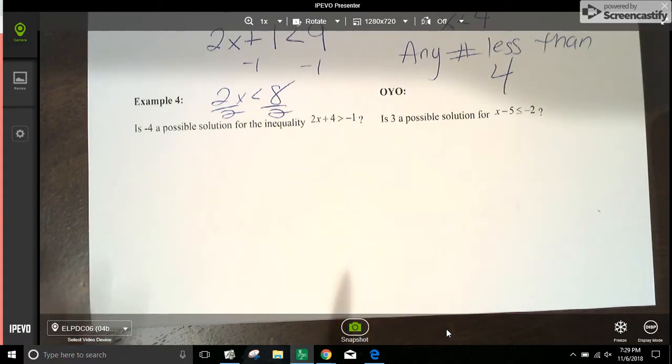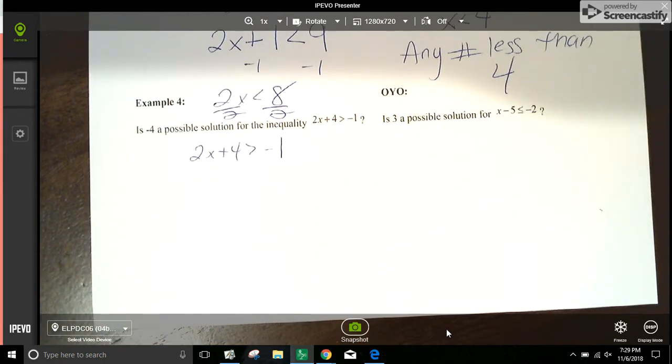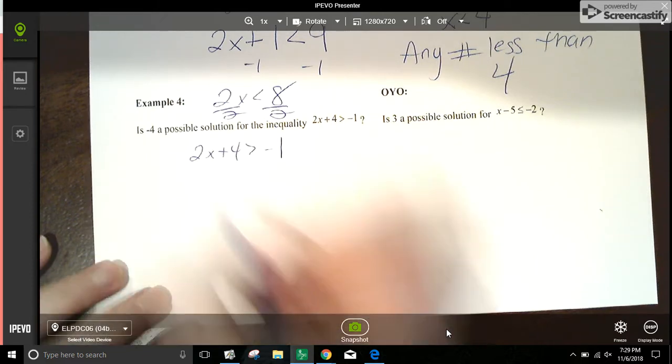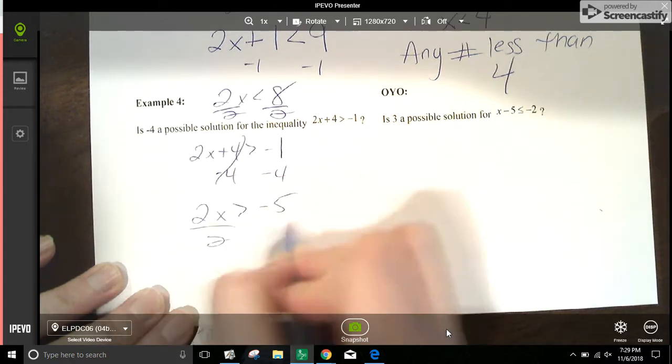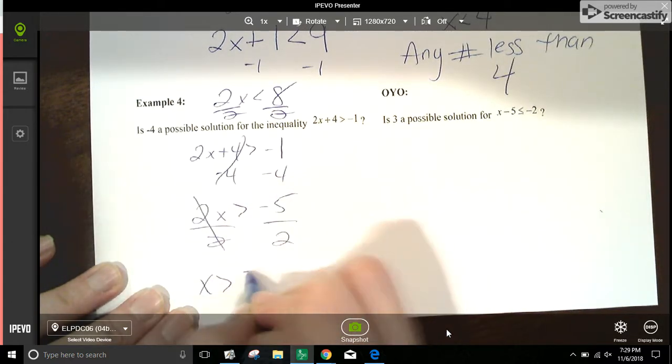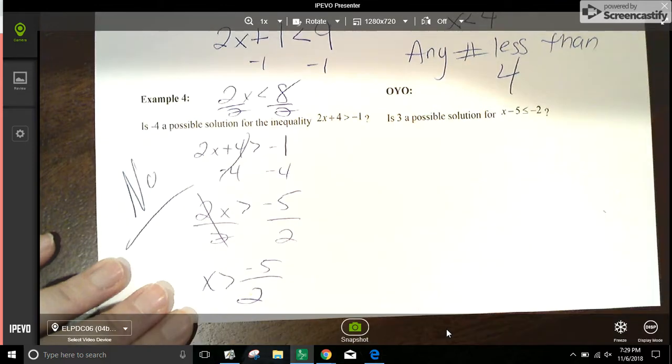Down here, we're talking about possible solutions. Possible solution means it falls in the shaded region. So what I'm going to do is solve, and then you can figure out if it's a possible solution. If I solve this, I get x is greater than -5/2. So is -4 greater than -5/2 on a number line? -5/2 is -2.5. No, so this would be no. -4 is not greater than -5/2, so it would not be in the shaded region.